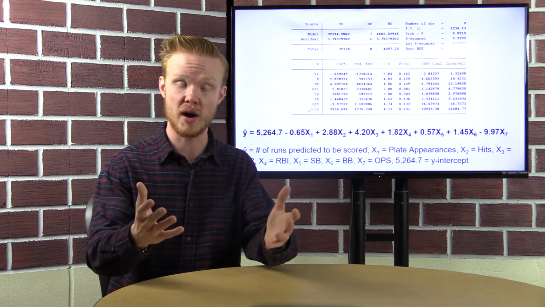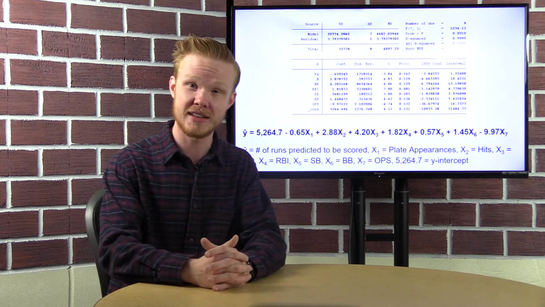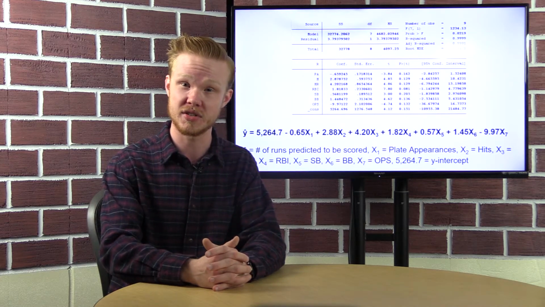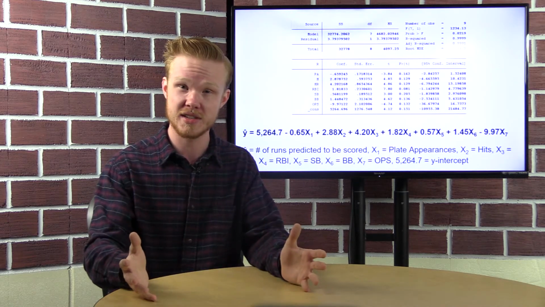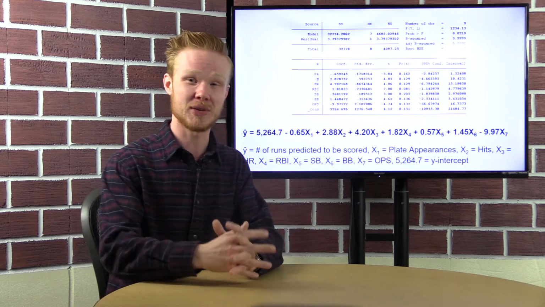5,264.7, or our y-intercept. So if we hold all of our other variables constant, that would pretty much say that the Nationals were to score 5,264 runs, which isn't realistic. So statistically, we would have to demean it, but we can do that in another episode.